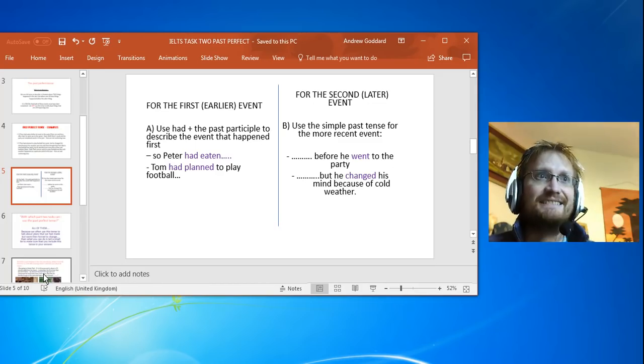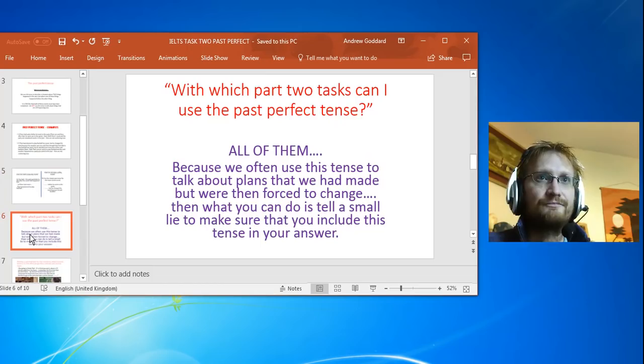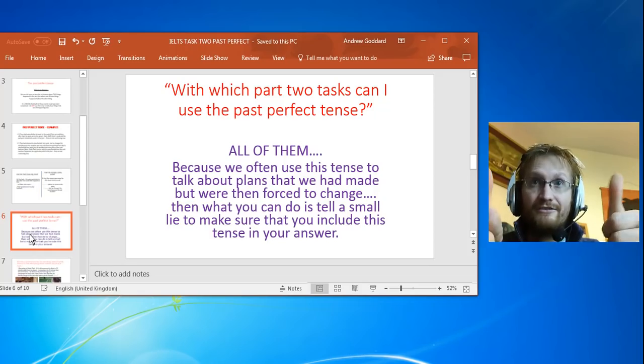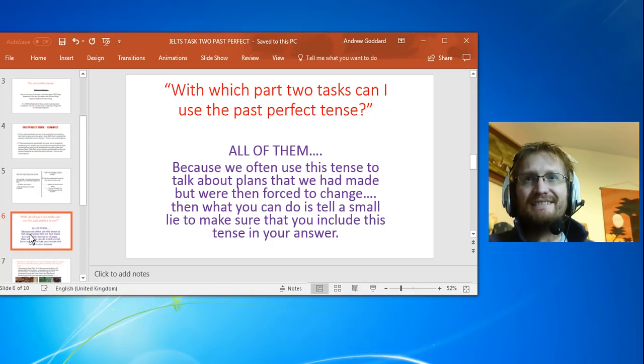And exactly the same thing is in operation with the second sentence. Tom had planned to play football, but he changed his mind because of cold weather. So, with which part 2 tasks can you use the past perfect tense? All of them. Absolutely all of them. Because we often use this tense to talk about plans that we had made but were then forced to change.